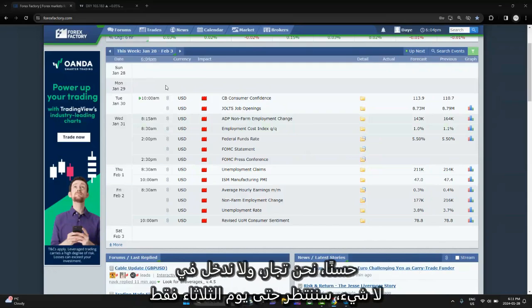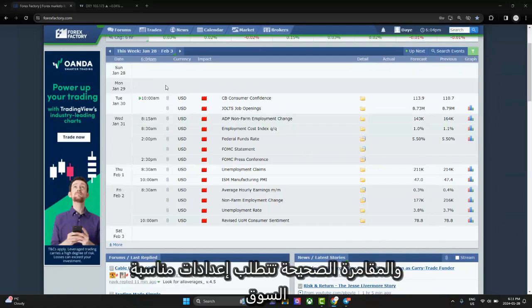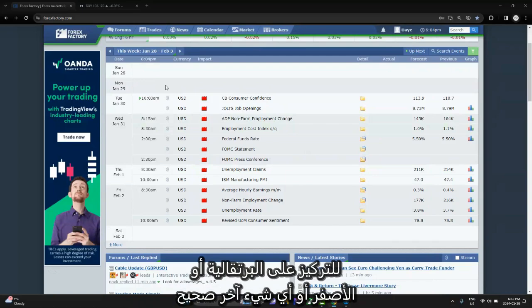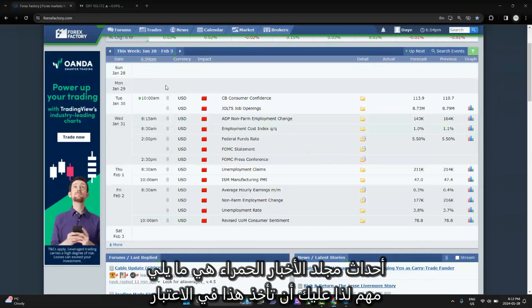We're traders. We don't go into the markets and gamble. We need proper setups, and proper setups are given to you whenever we have these red news folder events. You don't need to focus on the orange ones or the yellow ones or anything else. The red news folder events are what's important, so you need to take this into consideration before you do anything else.